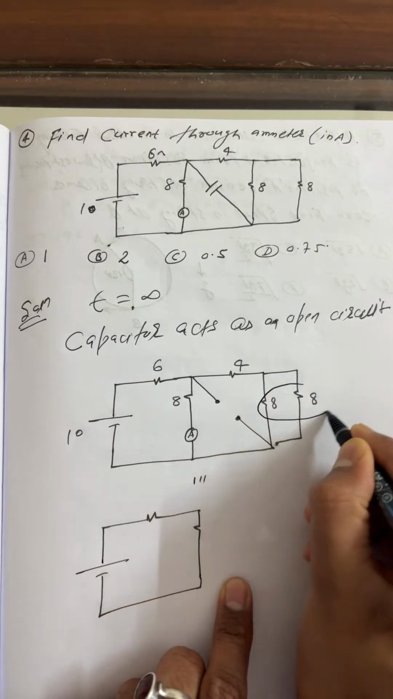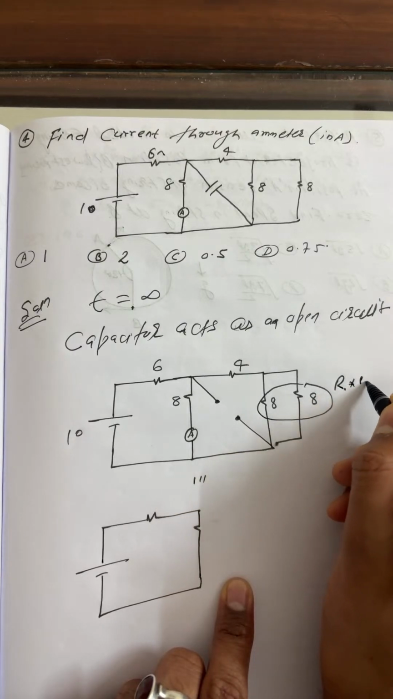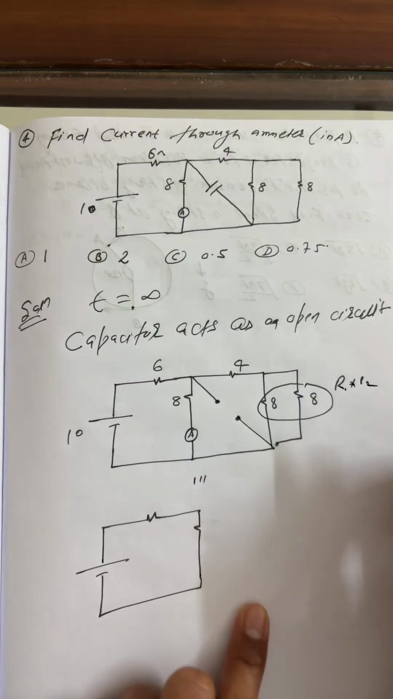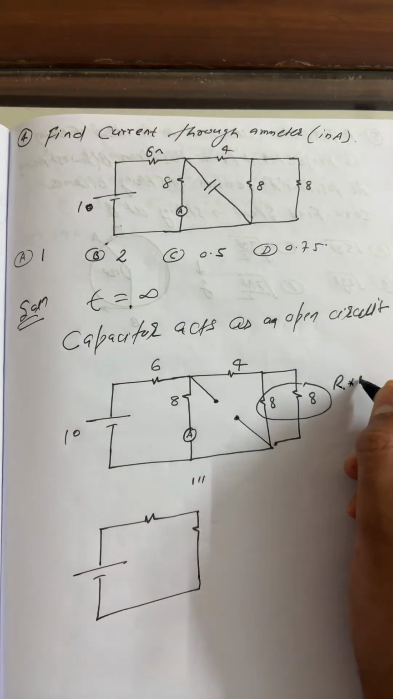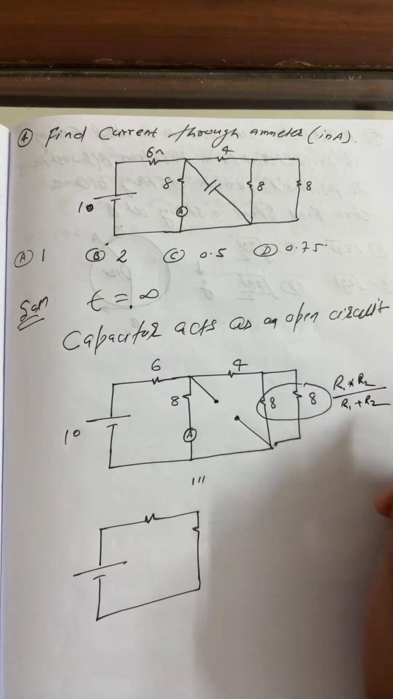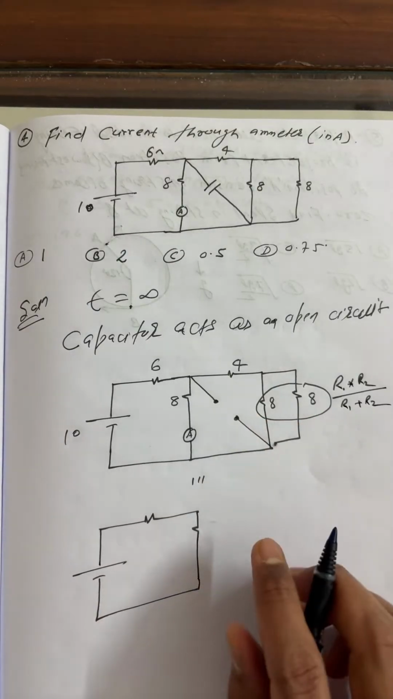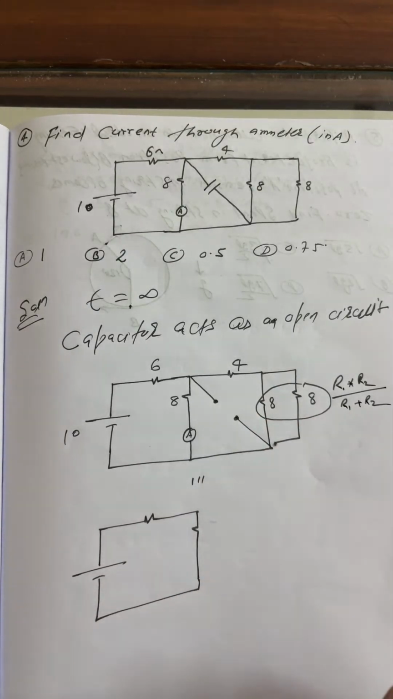Simply, you can apply the formula R1 R2 upon R1 plus R2. Listen carefully: these two are in parallel. In which class are you? 11th, 12th? Because this question is from 12th class.